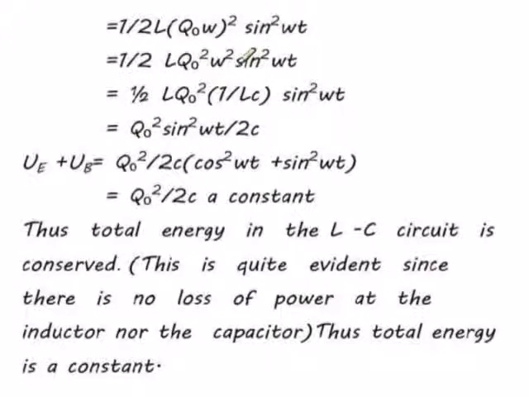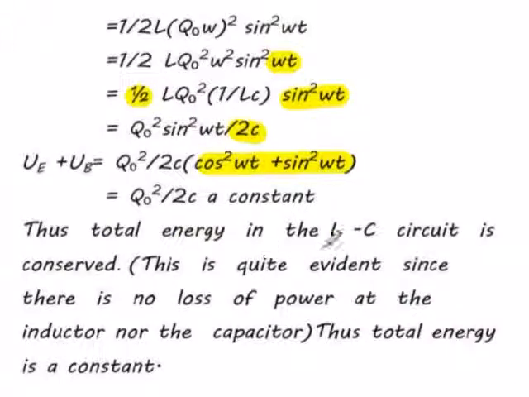which is half L into Q naught square omega squared sin squared omega t, equal to half L Q naught square into 1 by LC for omega square into sin squared omega t, which is Q naught squared sin squared omega t by 2C. Now, adding the two energies, UE plus UB equals Q naught square by 2C into, within brackets, cos squared omega t plus sin squared omega t. That cos squared omega t plus sin squared omega t is 1. So, the total energy is Q naught square by 2C, which is a constant at all times.